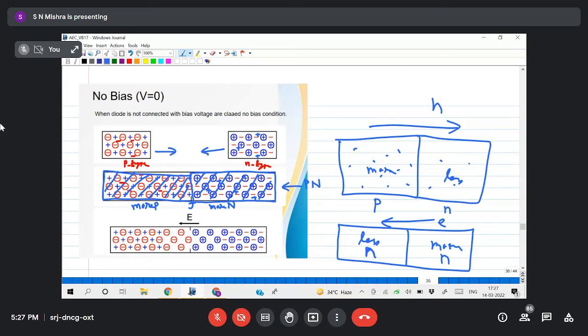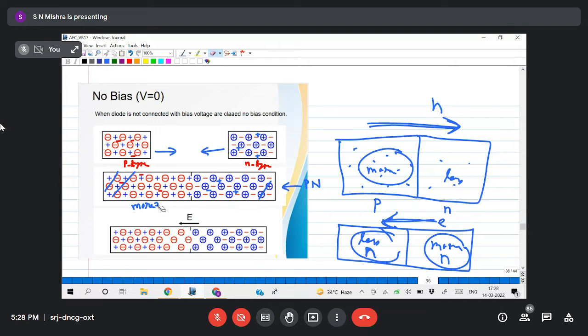So at the instant when we join P type and N type material, then due to this concentration gradient, hole will try to move to N side, electrons will move to P side. That means the majority carriers will flow from one type to other type or one direction to other direction. Right? These are the majority carrier. Here also majority carrier. So majority carrier is moving from here to here, majority carrier is moving from here to here. Now when they move, what will happen? The electron and hole will move together.